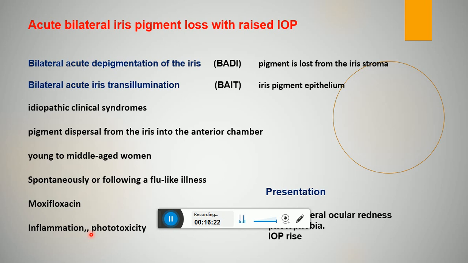there may be different points on a common disease, and differential diagnosis is from viral anterior uveitis and pigment dispersion syndrome.